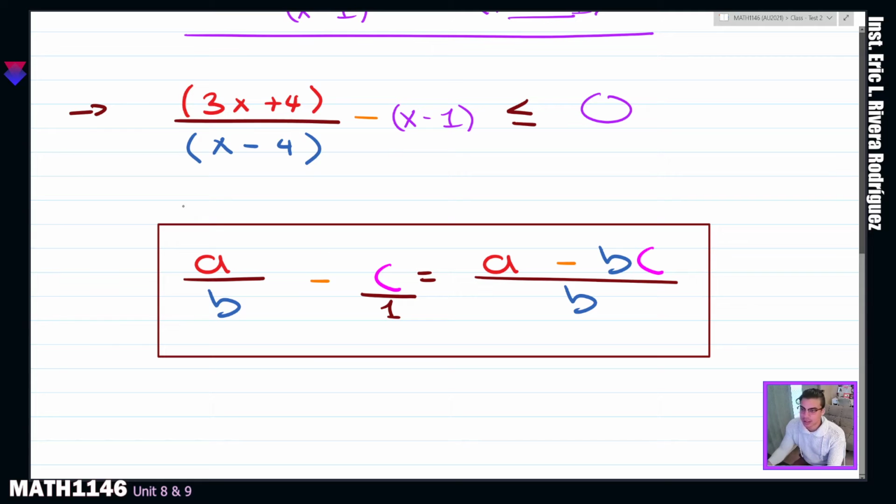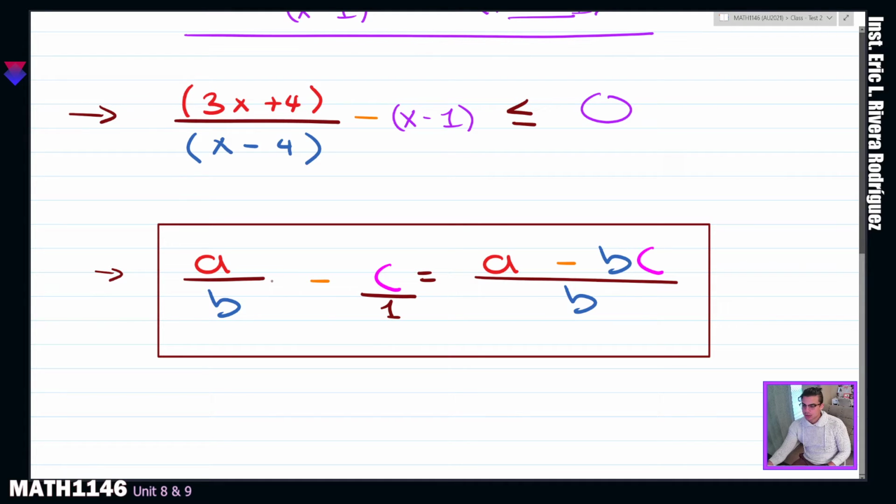When you have this situation, think of each component of this rational function and the polynomial here on the second term as one component. Okay, so for example, 3x plus 4 is represented by a here. This is something that you need to remember to combine these two terms correctly. So 3x plus 4 is a, x minus 4 is b, x minus 1 is c.